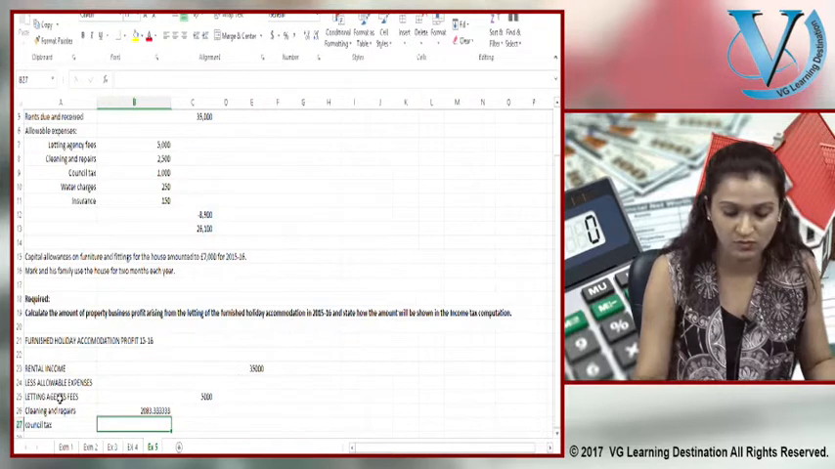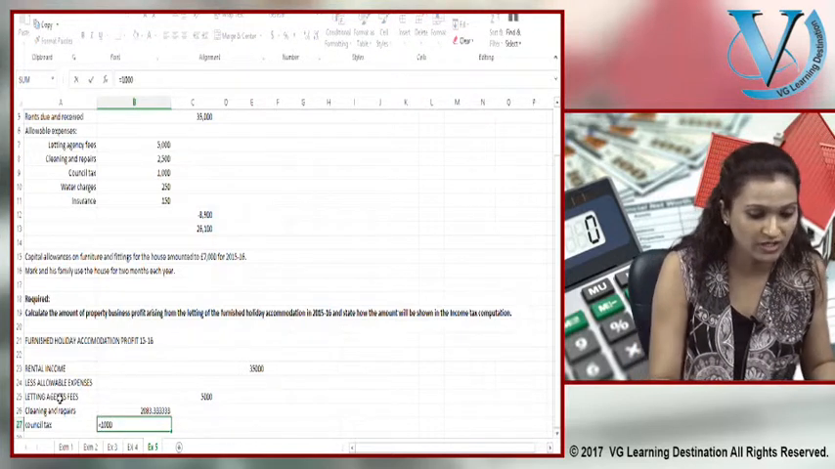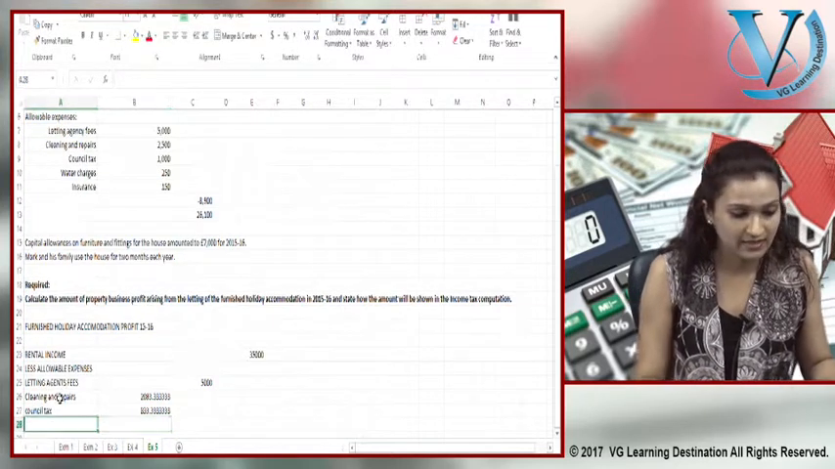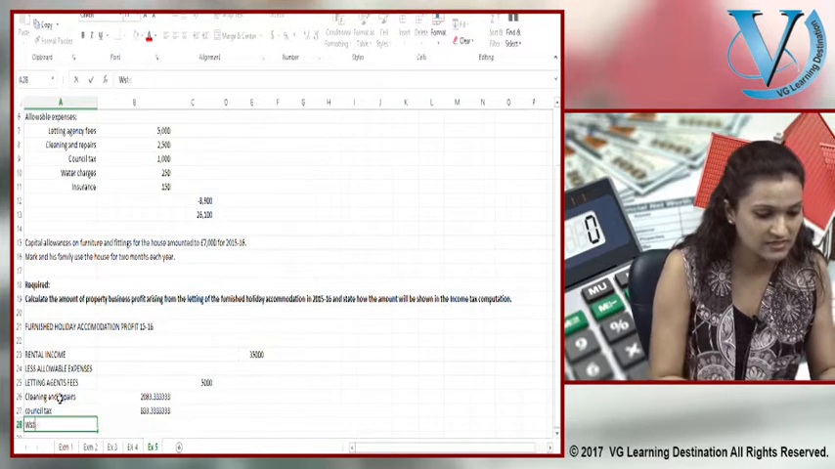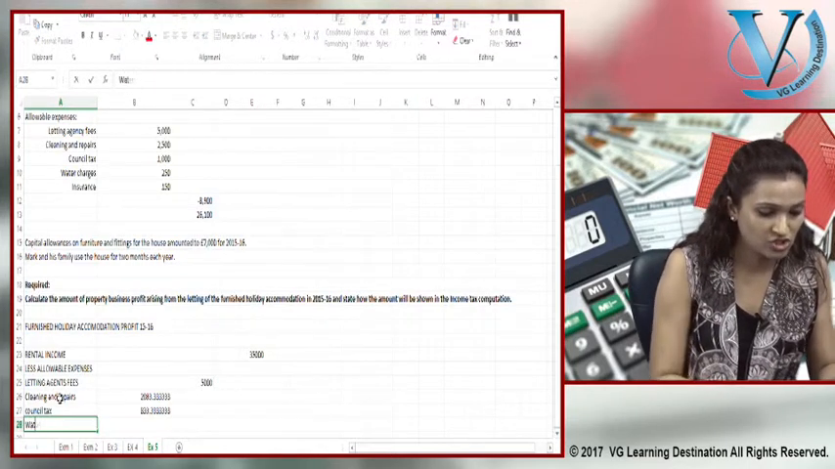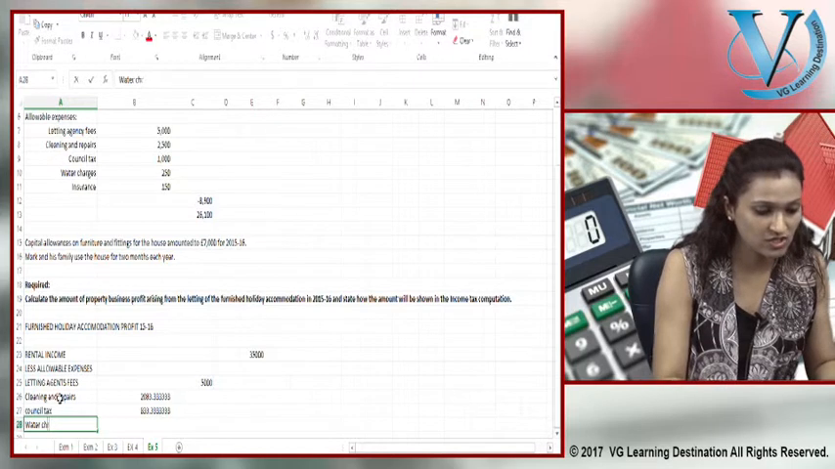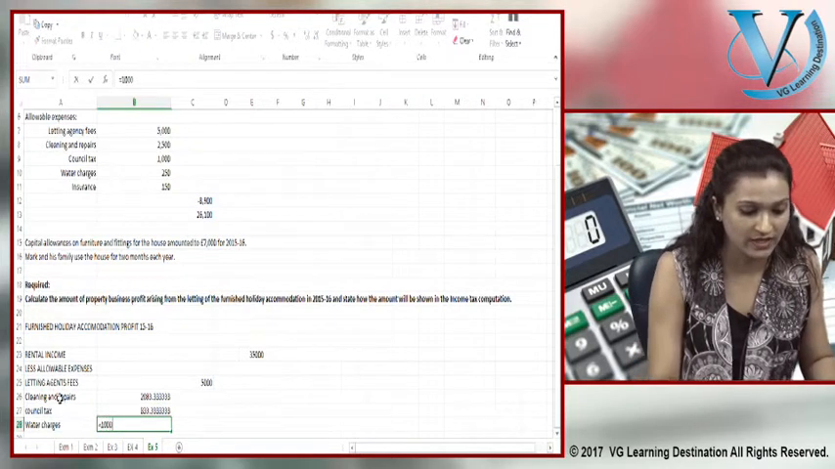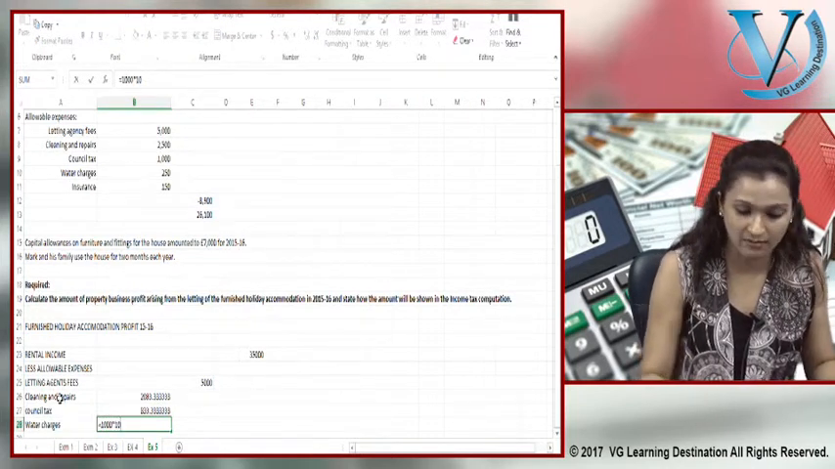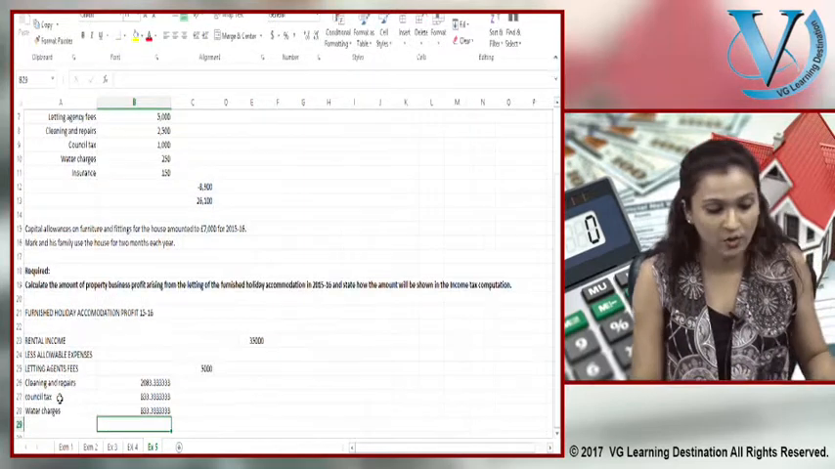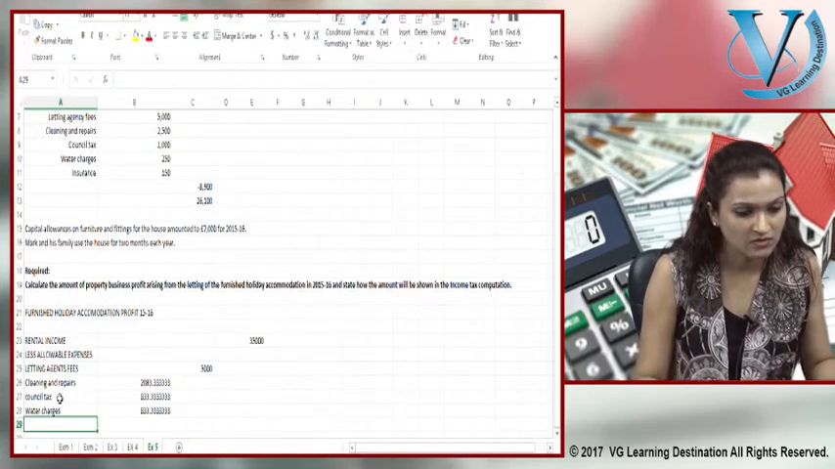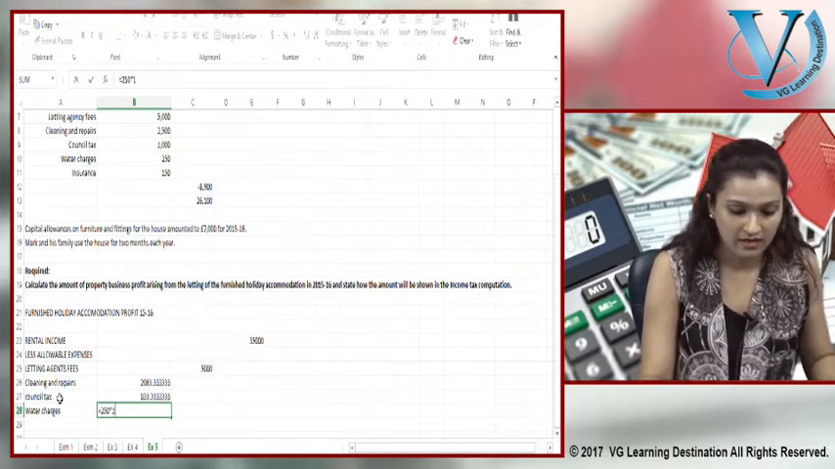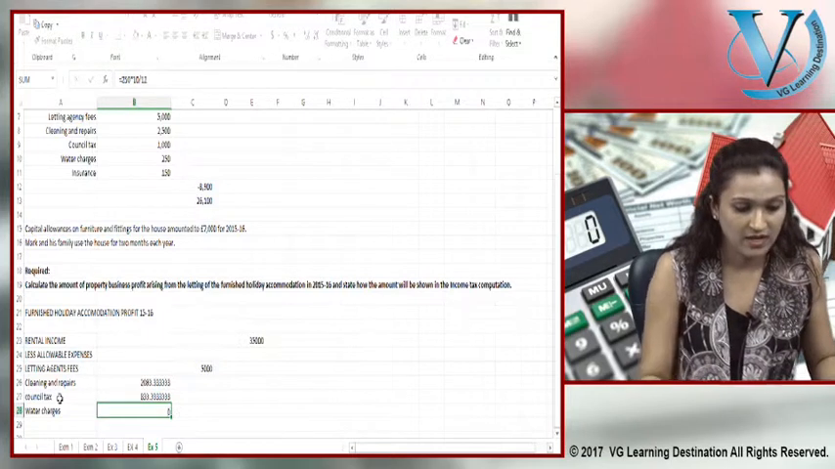What about the next, council tax? Council tax paid was 1,000 for the entire year. You need to only include the 10 months given, which is 833. Up next is water charges. Water charges of 1,000 is given. Again, you're only going to include charges up to the 10 months period. Sorry, it is 250 multiplied by 10 divided by 12, which is 208.